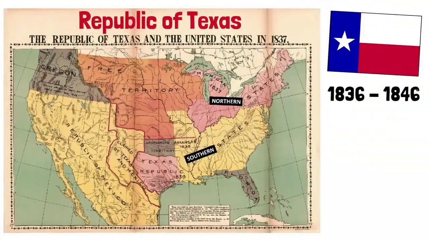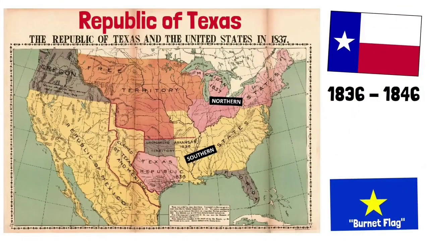The first flag of the republic was the Burnett flag, a single gold star on an azure field, followed by the official adoption of the Lone Star flag in 1839.